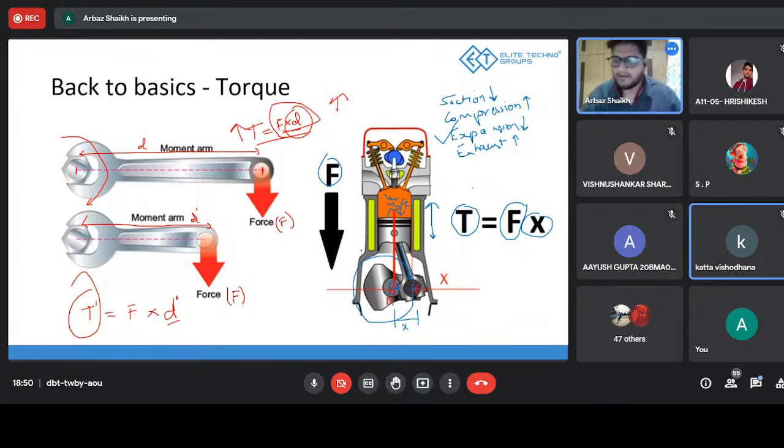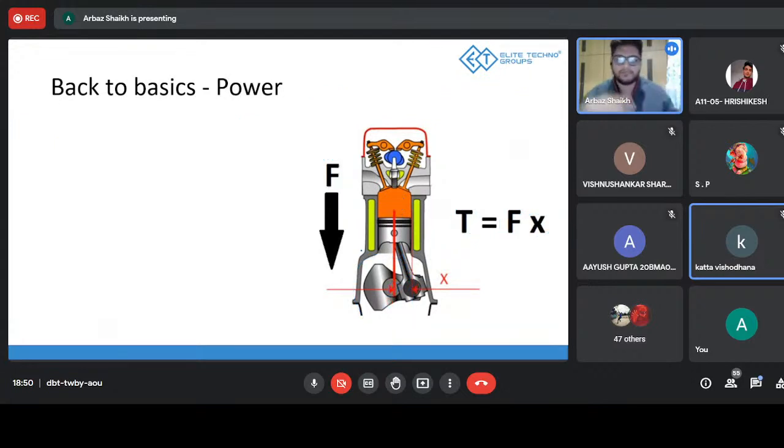Okay, sorted. Now, what is power? Now that we are clear on torque, let's move on to power. Somebody said power is work done upon time, right? By definition, it is work done upon time. So let's fundamentally understand what is work done upon time. Can somebody tell me what is work done?